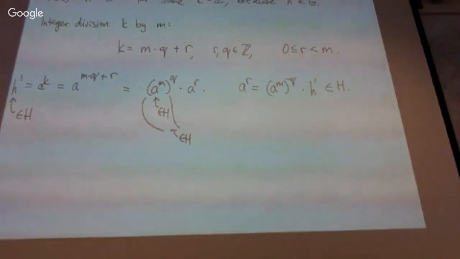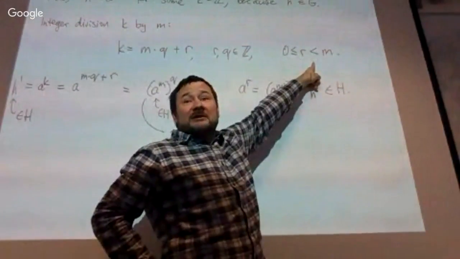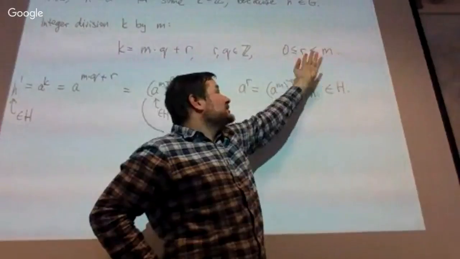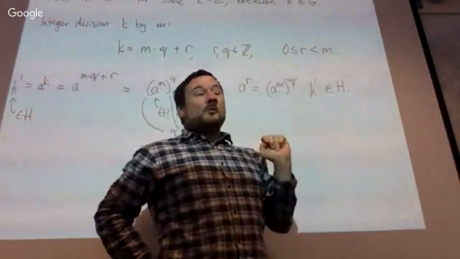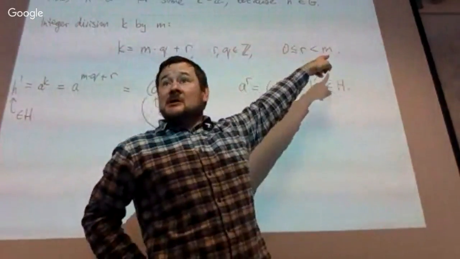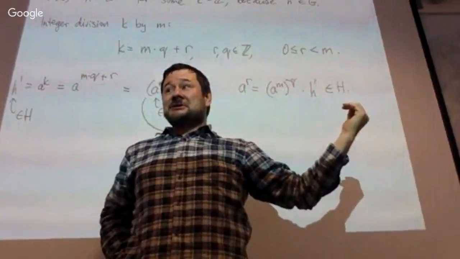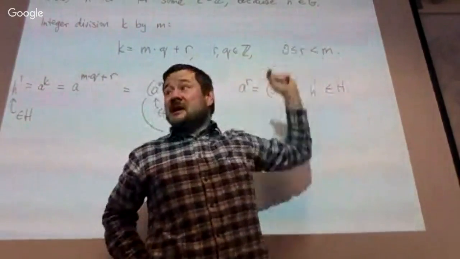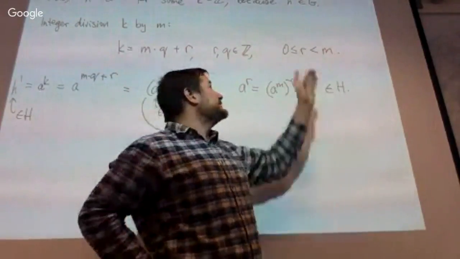Can it be M if you don't have it that way? It can't be. So what can it be? Anything less than M? No, 0. Why? Because A to the R is in H. So what was M? M was the smallest positive one. R is smaller than M, so it can't be positive. And if it's not positive, it has to be 0.